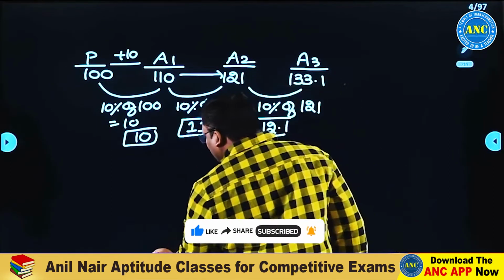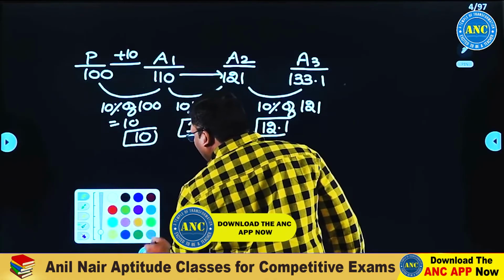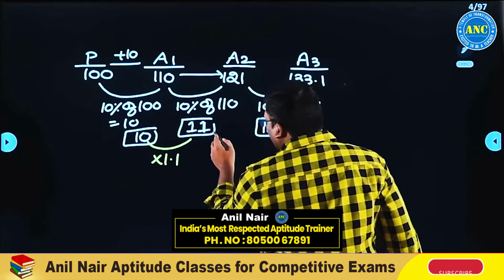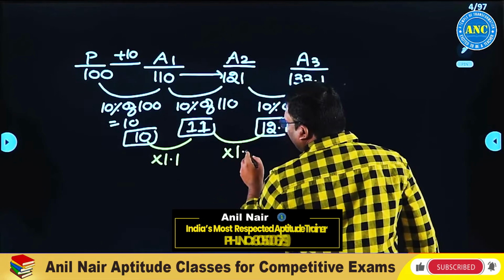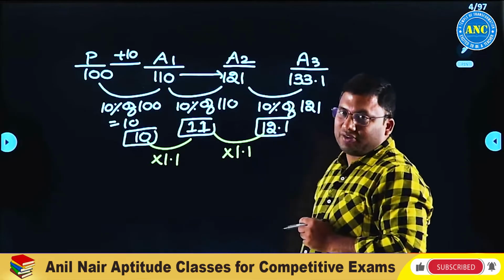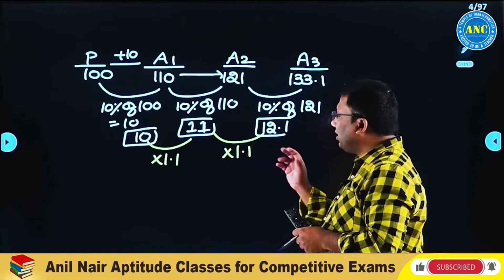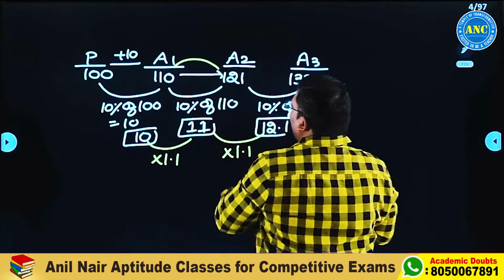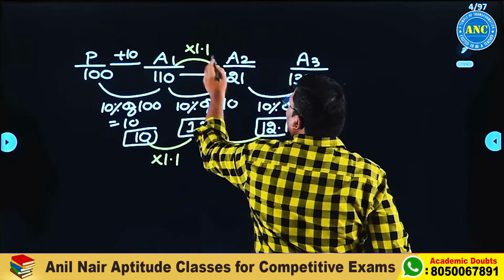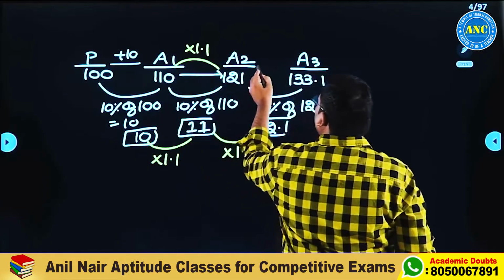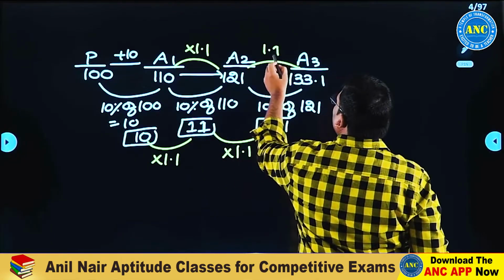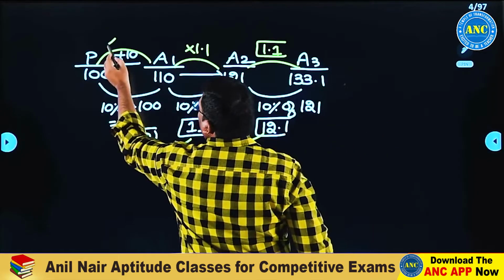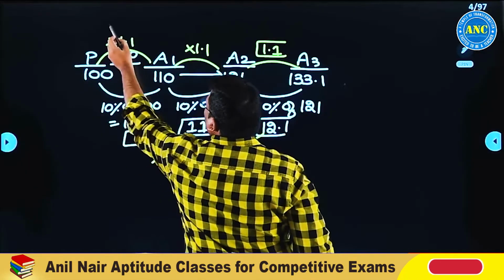Can I write it as 10 into 1.1? Here also it is into 1.1. 11 squared is 121; 11 into 1.1 is 12.1. That means, can I tell 110 into 1.1 is 121? 121 into 1.1 is 133.1. 100 into 1.1 is 110. What is this 1.1?